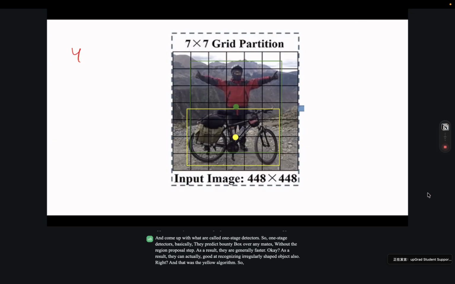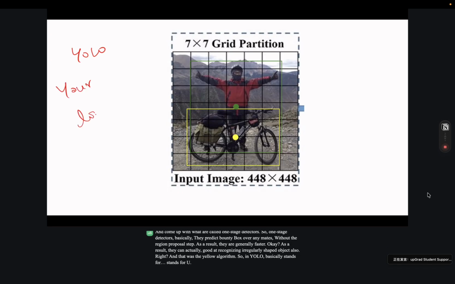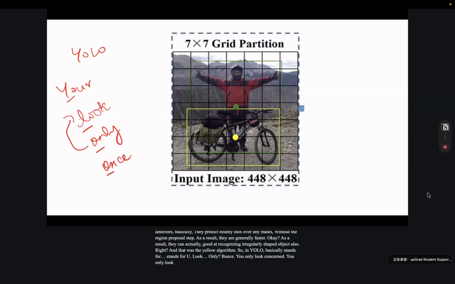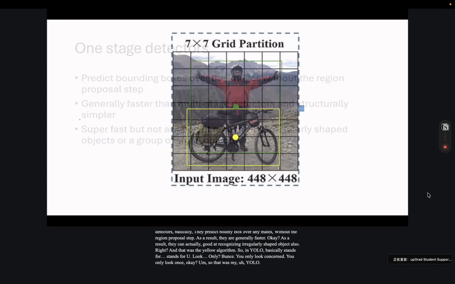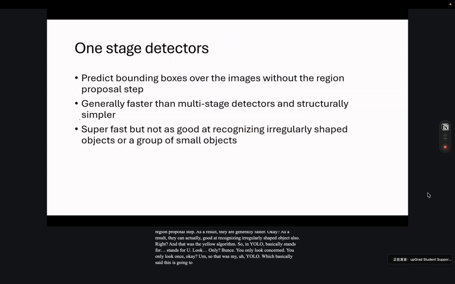So YOLO basically stands for You Only Look Once. You only look once. Okay. So that was my YOLO, which basically said this is going to be a single stage detector. We are not going to do the two stage thing.